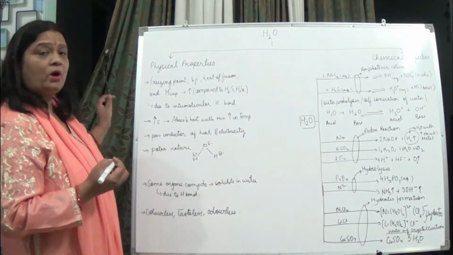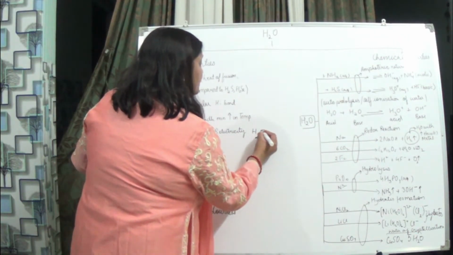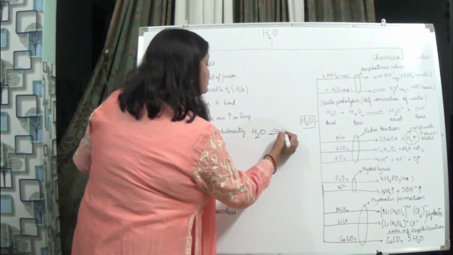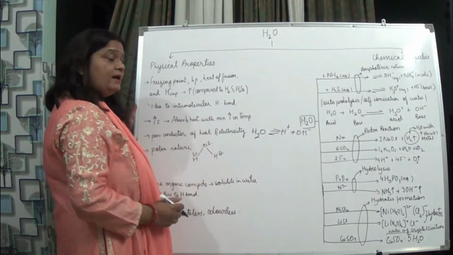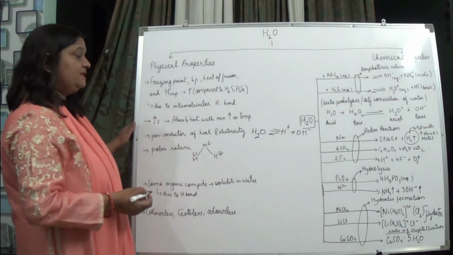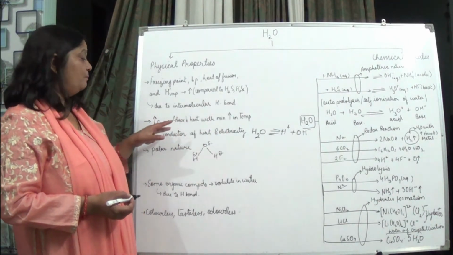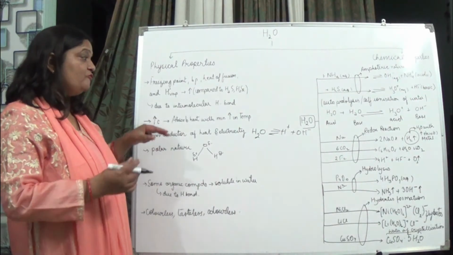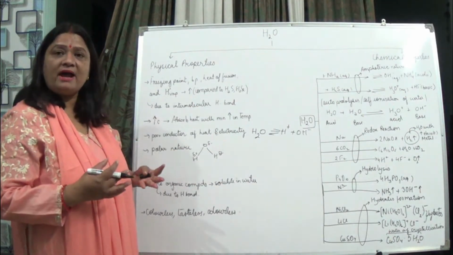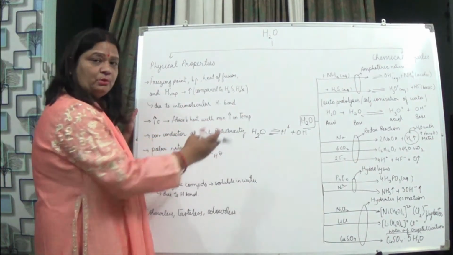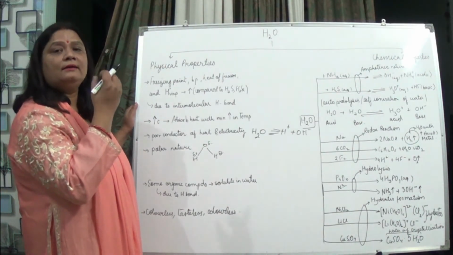Actually what happens, this water, H2O, is weakly ionized to H+ and OH- ions, and as a result it does not conduct electricity properly, and it is a bad conductor of heat. If we want it to conduct electricity in a more efficient manner, we have to add acid to it. And yes, if the acid is added to it, its efficiency increases.